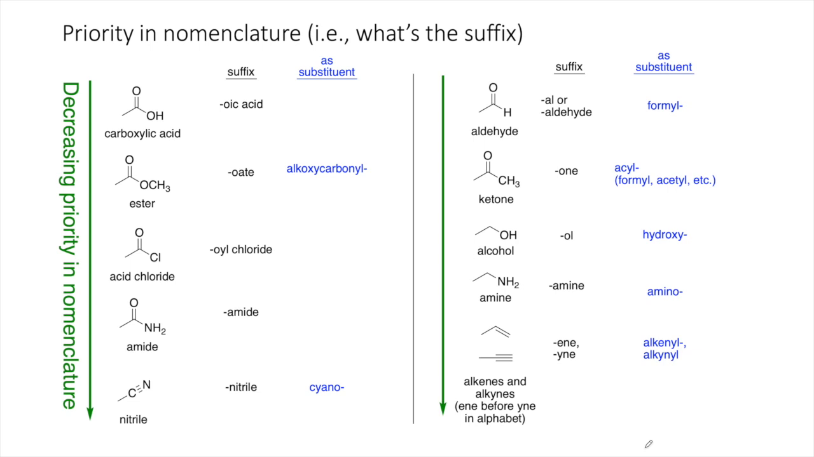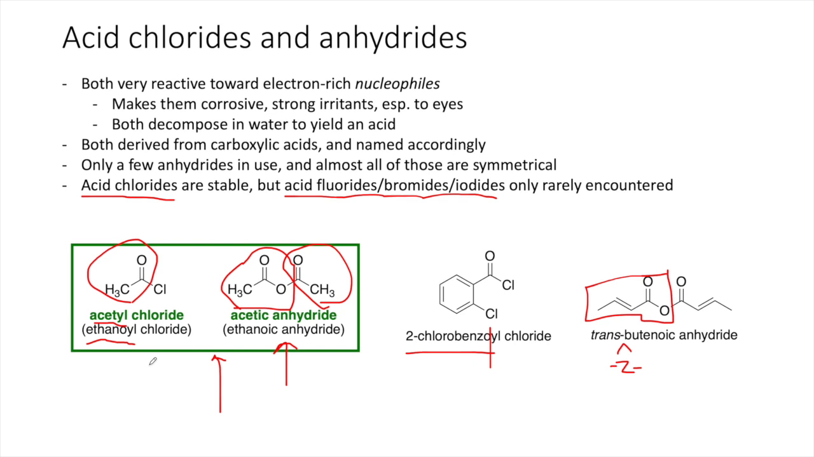Okay, so now there's a big long list. You don't have to memorize it because, heck, I guess your tests are open book, open notes, so you really never have to memorize anything. Fun. Anyways, here, this is how priority works. Essentially, the more bonds to oxygen a carbon has, the more important it is. So carboxylic acids and esters get top priority. Acid chlorides and amides are right below it.